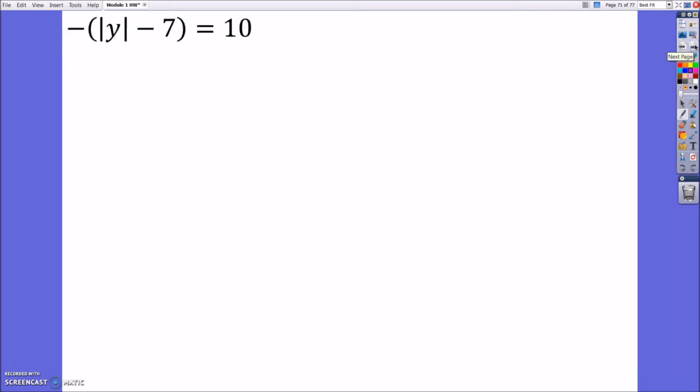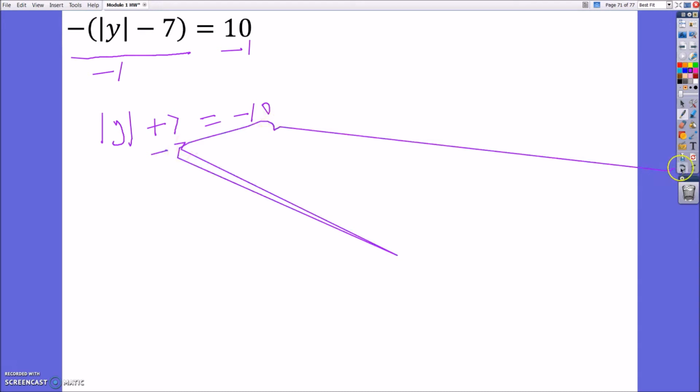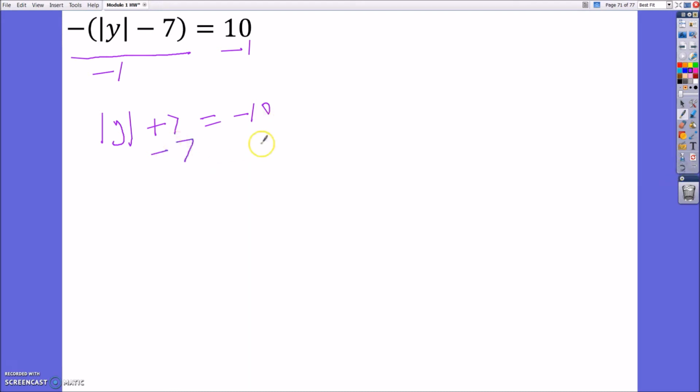All right. Now, as I showed you in the earlier part of the lesson, this is what we're going to do to figure out the absolute value with a variable in it. So the first thing I would do, I wouldn't even distribute that negative 1. I would actually divide both sides by negative 1. This is going to give me the absolute value of y plus 7 is equal to negative 10. I would then subtract 7 on both sides to get the absolute value of y is equal to negative 17.